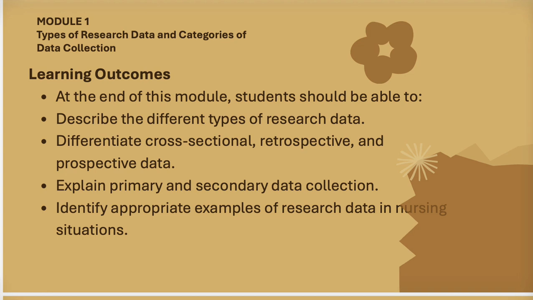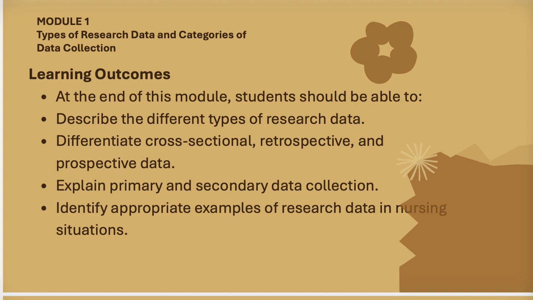And then we have the types of research data according to time. So module 1 identifies three major types. Okay? First, the cross-sectional data. Second, the retrospective data. Third, the prospective data.